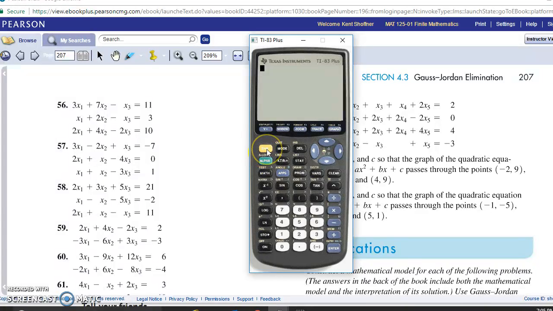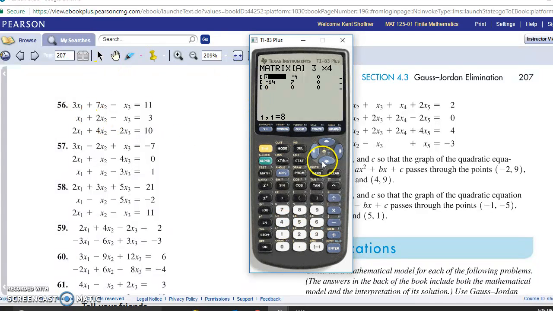So if I want to put that in my calculator, I hit second, x to the negative 1. I go over to edit, and I've got to put in the dimensions. So I have 3 rows, and then each one of these represents a column, so it'd be 4 columns. So I type in 3, enter, 4, enter.